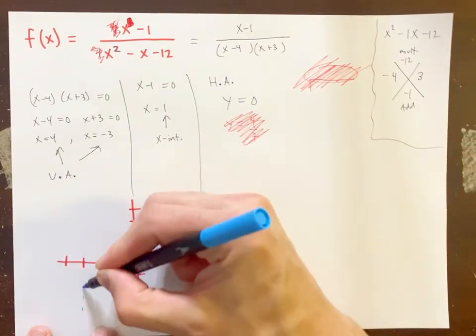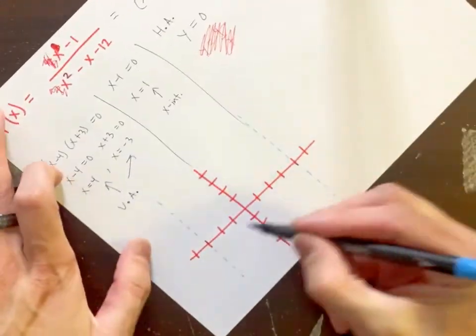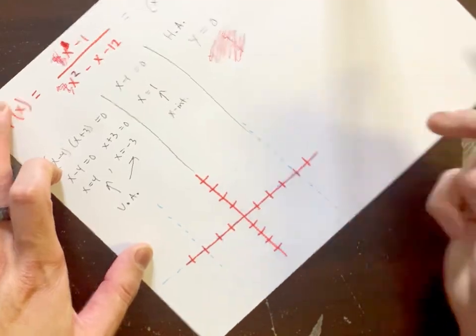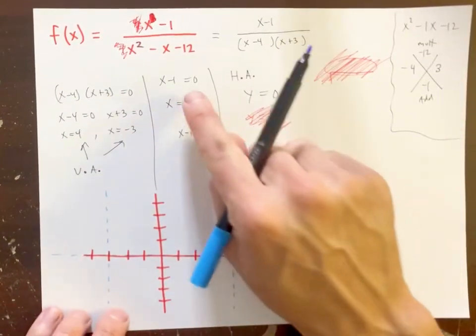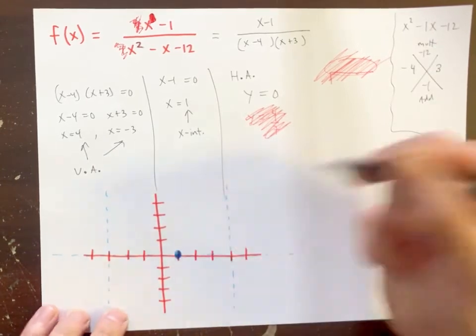Okay, there it is. We have a horizontal asymptote of 0. I'll just trace above the x-axis because that's y equals 0. And then we have an x-intercept at +1. So I'll put a point right there.